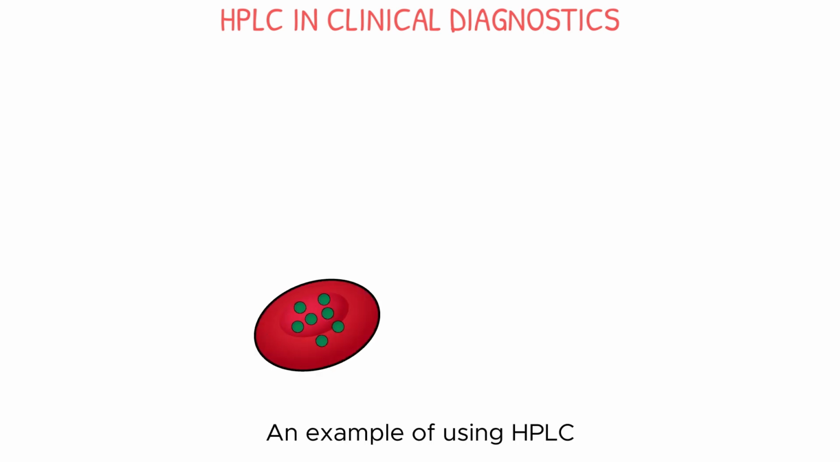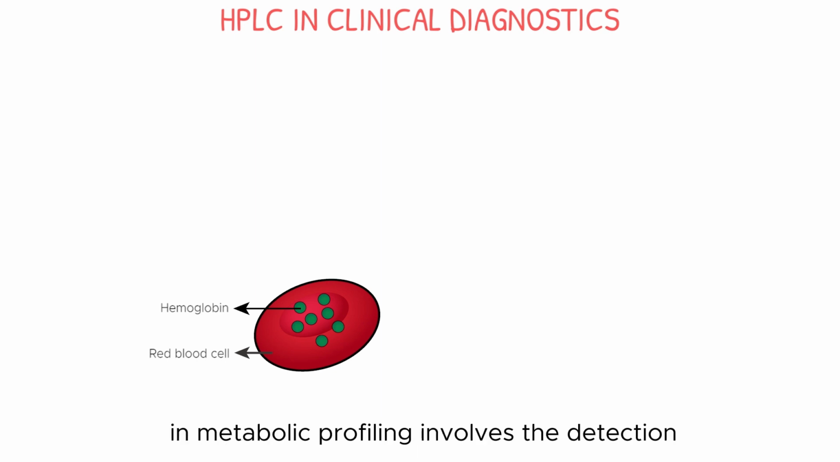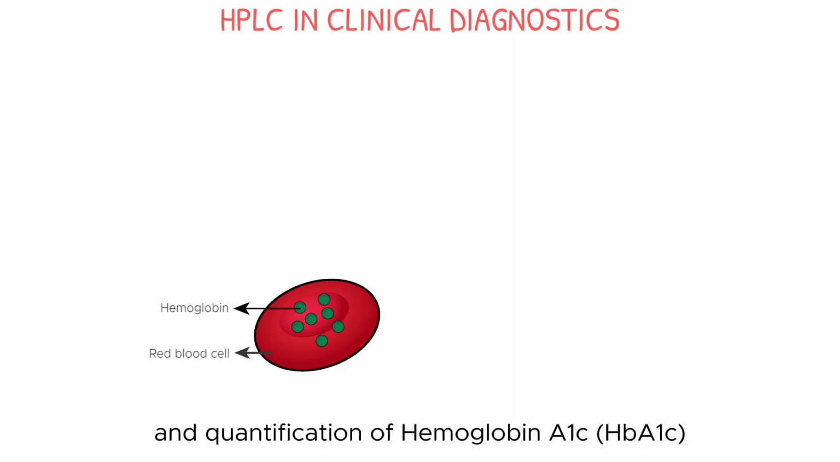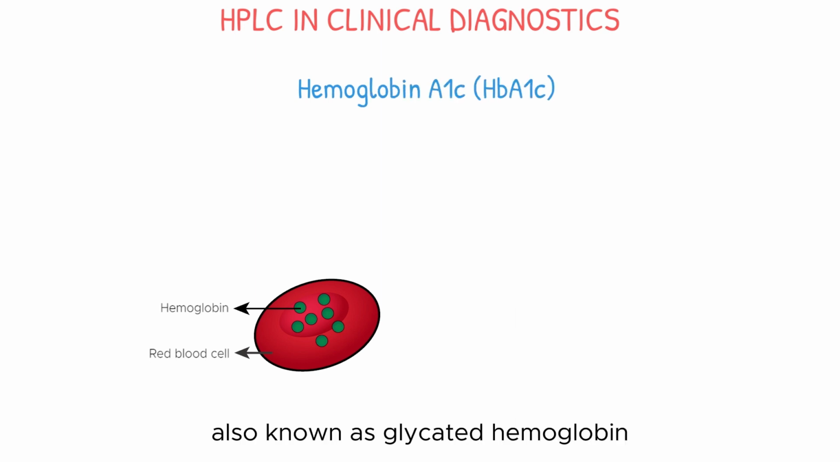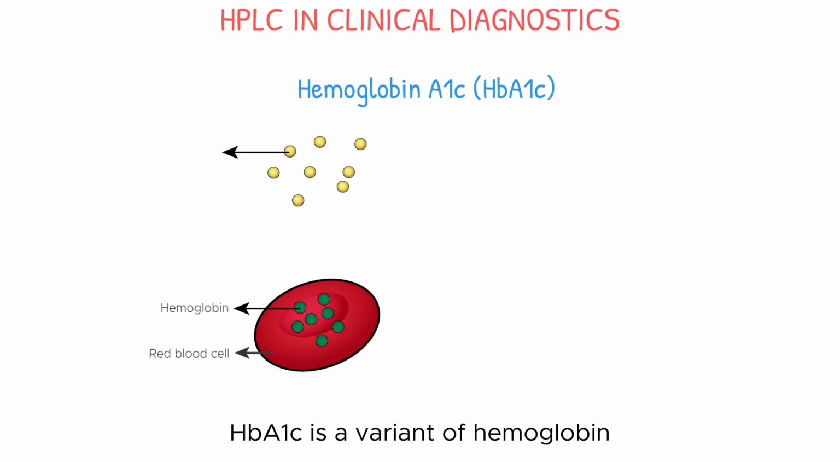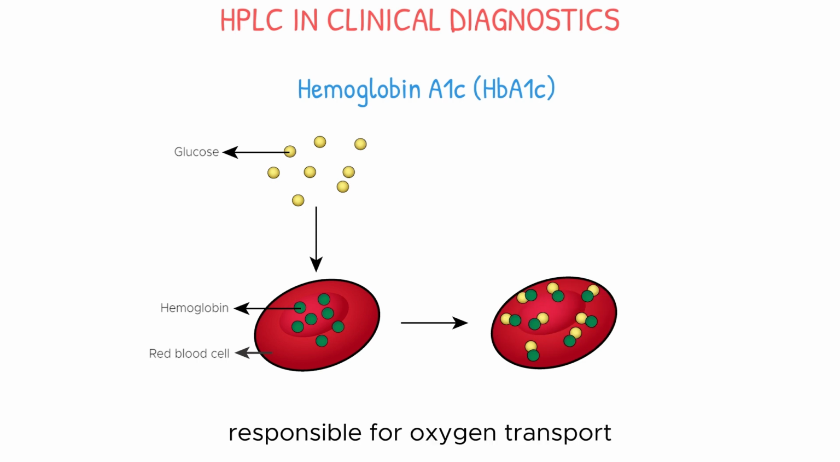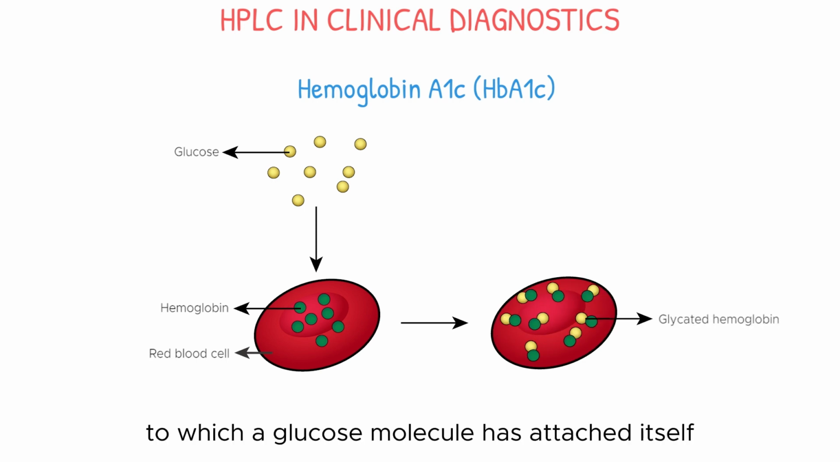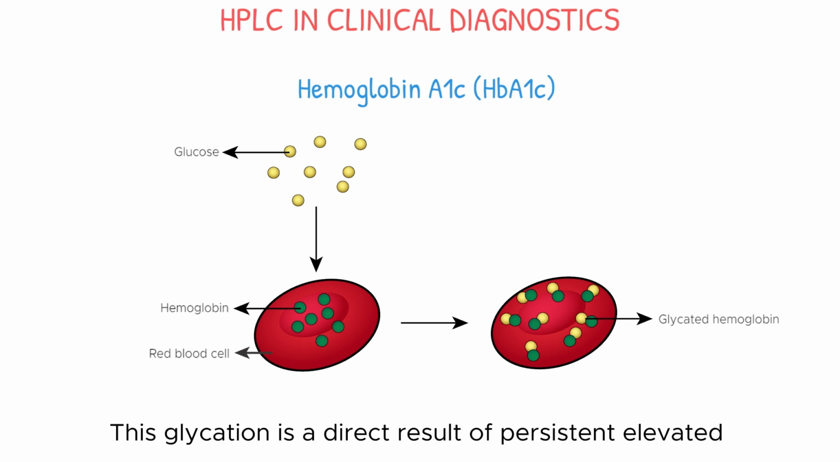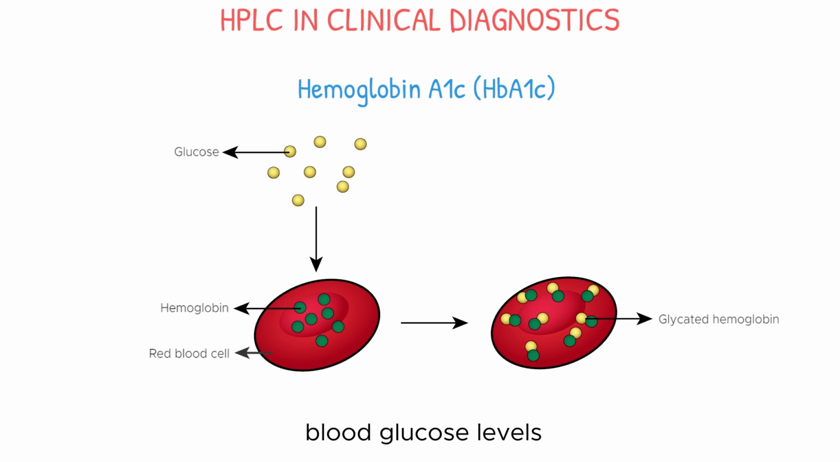An example of using high-performance liquid chromatography, or HPLC, in metabolic profiling involves the detection and quantification of hemoglobin A1C, or HbA1c, also known as glycated hemoglobin. HbA1c is a variant of hemoglobin, a protein found in red blood cells responsible for oxygen transport, to which a glucose molecule has attached itself.